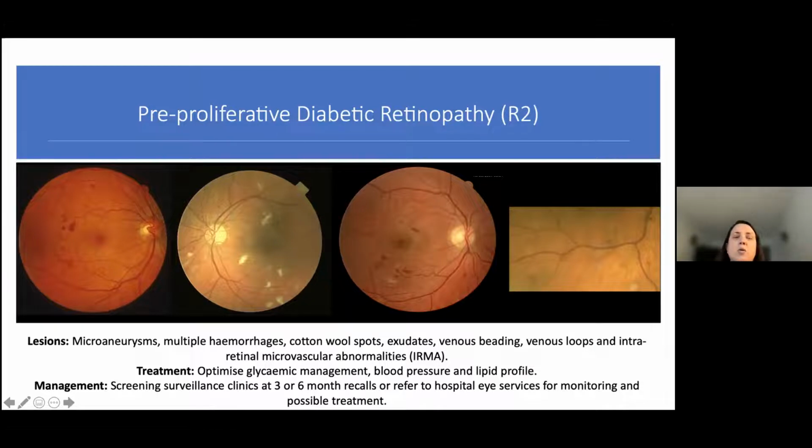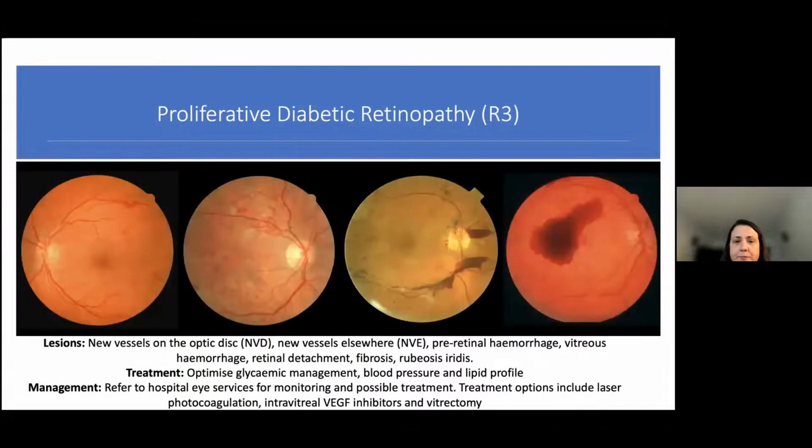Again, in Wales, we would probably refer you into ophthalmology at this stage, but in England, you do have some areas that would have surveillance clinics. So you'd be on 3 to 6 month recalls. This stage doesn't yet require treatment, but we really would be monitoring this because this would be at risk of developing further into the proliferative category. And we'd want to pick that up as soon as possible.